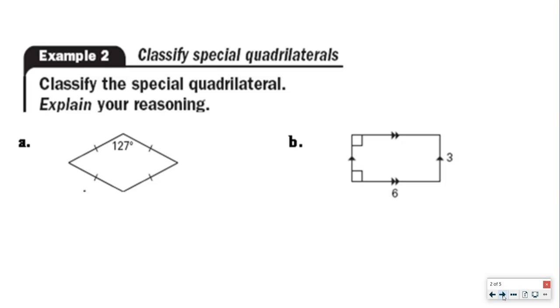Classify the special quadrilateral and explain our reasoning. We have 4 congruent sides, so it will be either a rhombus or a square. That is one of our rhombus characteristics, 4 congruent sides. But then if we look at the angles, is there anything we could pull that would prove it to be a square? Looking at our angles, we have an angle of 127 degrees. That's not a right angle, so it can't be a square. It has to be a rhombus.